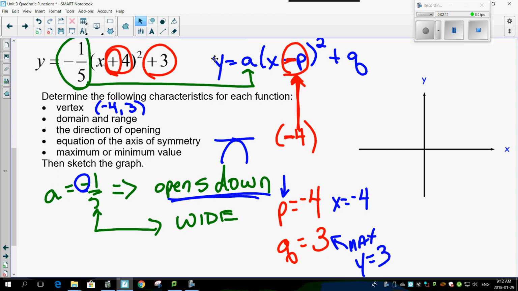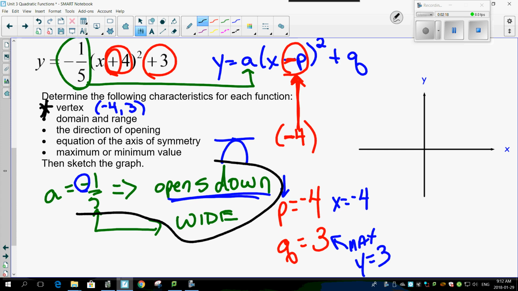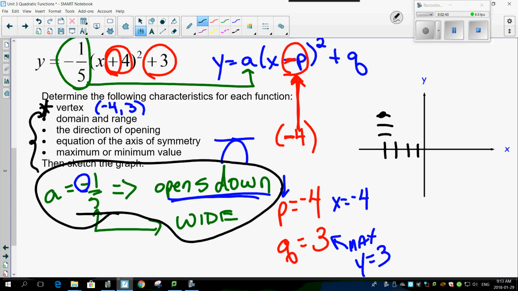But you could actually, right from the vertex, and knowing this information here, put a real quick sketch together, and it'll be very, very accurate. Some people might say it's easier to answer these questions once you get a sketch down. It depends if you're one of those visual kind of people. All right, let's go and do this. Vertex, minus 4, 3. There's the vertex. It's opening down and wide.